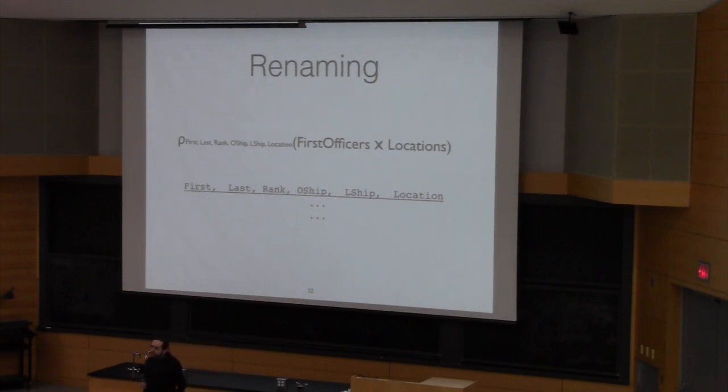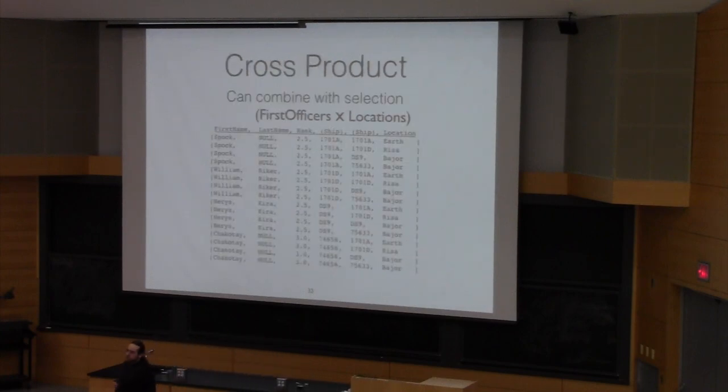Now, yes? Can you speak up? The number of tuples should be the same as in the input. What do you mean by the same? Here, let me go over here. What was the question? The number of tuples in the input sources doesn't need to be the same. They just happen to be in this case. But if I had three locations, then I'd have three rows for Spock, three rows for Will Riker, three rows for Kira Nerys, and so forth. And in general, if I have n rows in one relation and m rows in the other relation, I end up with n times m rows in the output. Does that address your question? Yep.